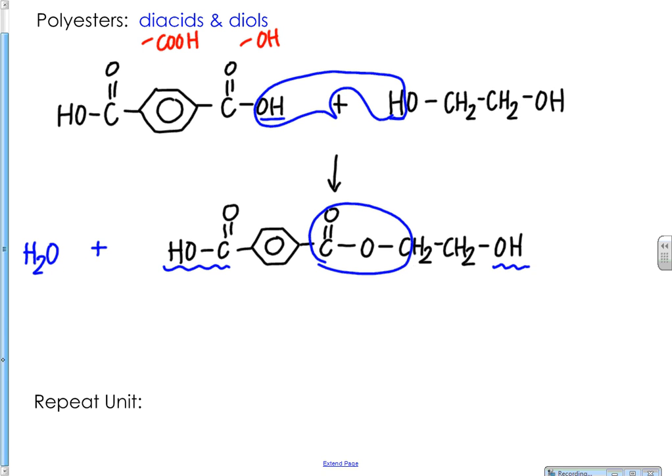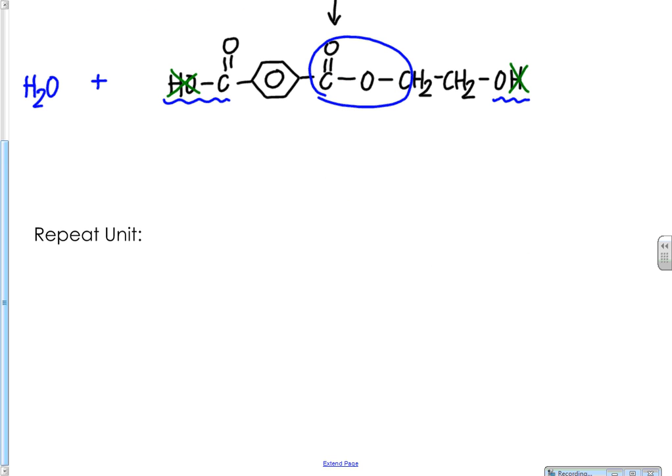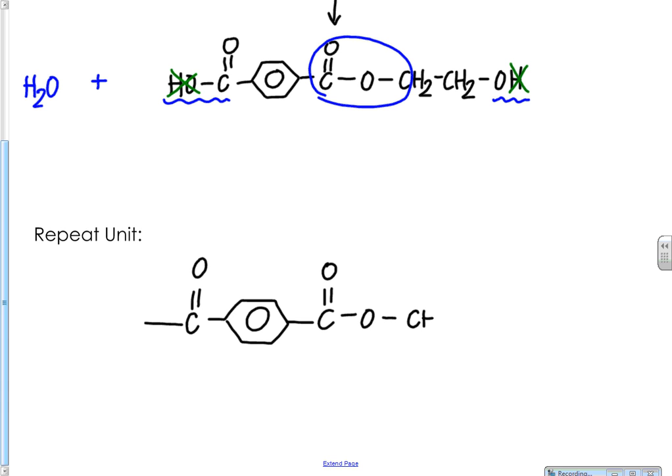So we want to write the repeat unit. Now, to try to do that successfully, just take off an OH and an H because we lose water, and then let's write what remains. So our functional group would become, or excuse me, our repeat unit would be C double bond O for this one. We have a benzene in the middle, C double bond O, O, and then we have CH2, CH2, and now just the O. And from there, if we keep repeating that, that is our polyester.